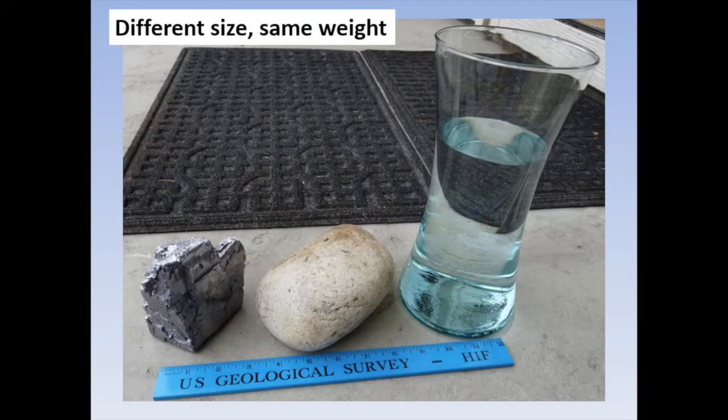Now, let me show you an example of what I'm talking about here with specific gravity. In this photograph, we have 3 different objects, and all the objects are clearly different sizes, but they all are approximately the same weight, about 4 pounds. On the left, there's a block of galena. In the middle, there's a cobble of granite. And on the right side, there's this large glass vase, which has been filled part of the way with water. 3 different objects, all the same weight. Well, how can they all have the same weight? Well, clearly they must have a big difference in density.